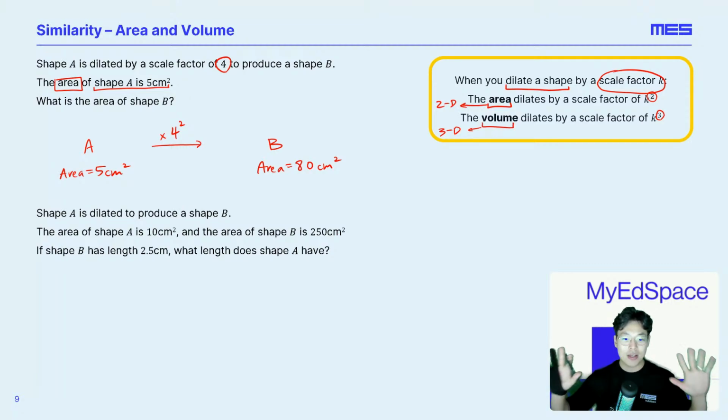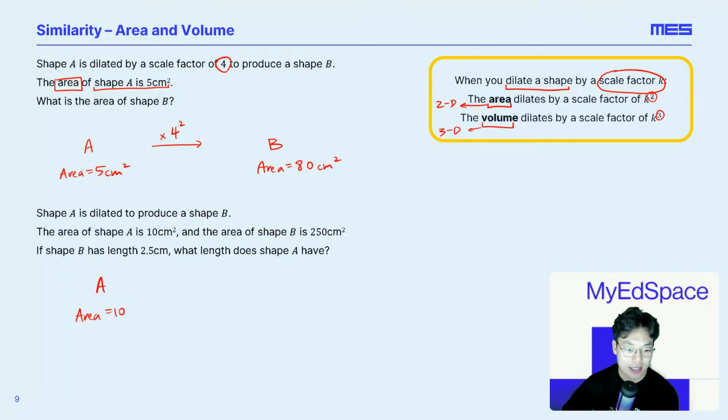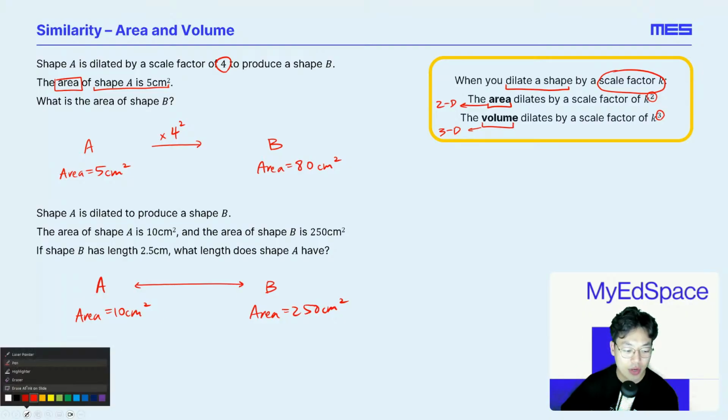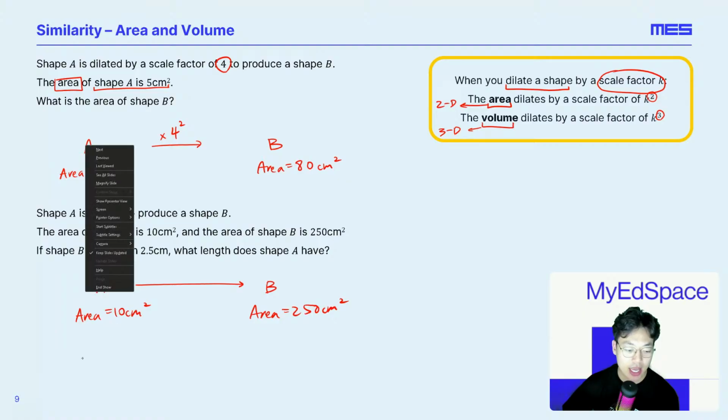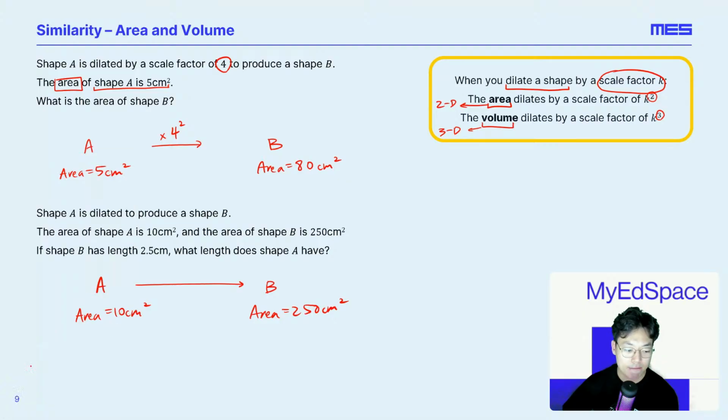All right, this time we are given the areas of both shapes. Okay, let's write that down. So A, the area is 10 centimeters squared, and for B, the area is 250 centimeters squared. So what are we multiplying the area of A by to get to the area of B? Well, 10 times 25 is 250, right? So we're multiplying by 25.